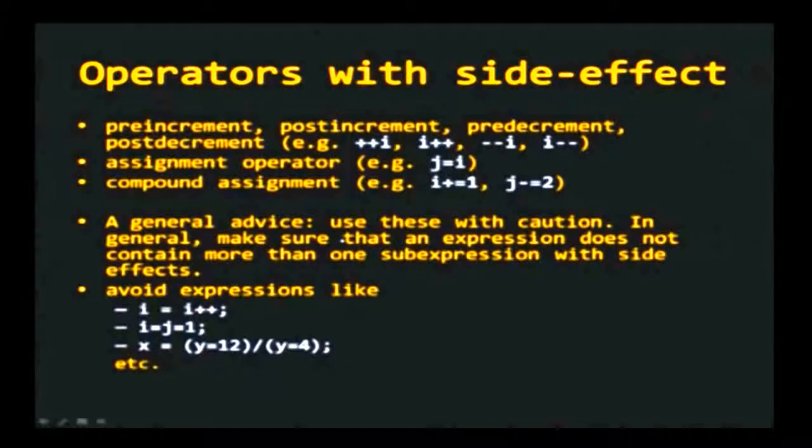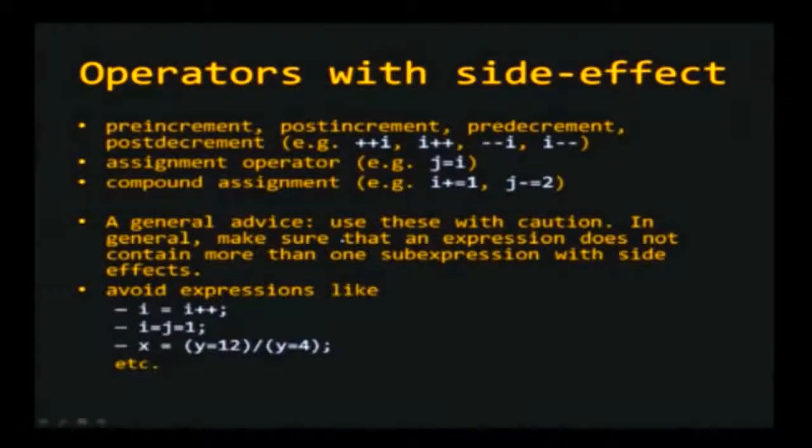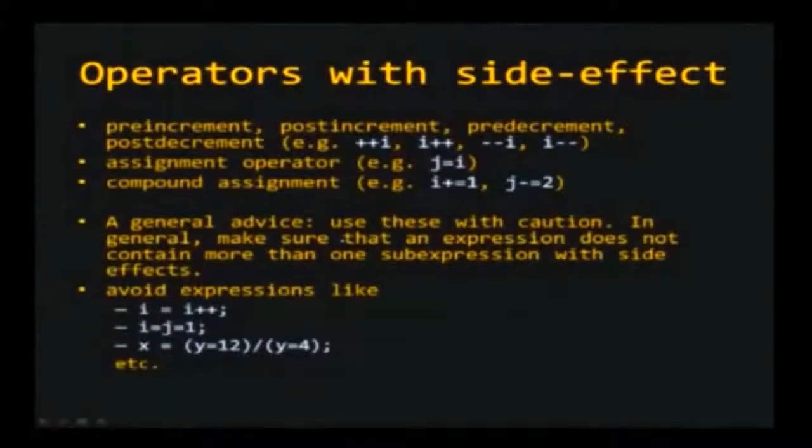Let us look at the third example. You have x equal to y equal to 12 divided by y equal to 4. Again, it is not clear which of the sub expressions, y equal to 12 or y equal to 4, will happen first. So the result of this expression is very difficult to interpret. In general, do not use full expressions that have more than one side effect.